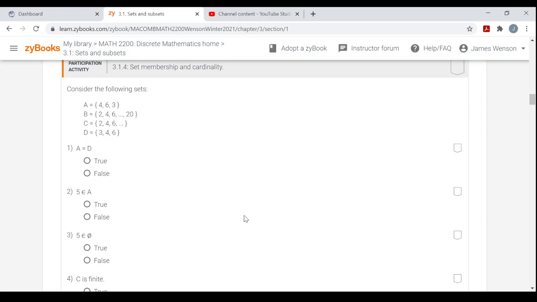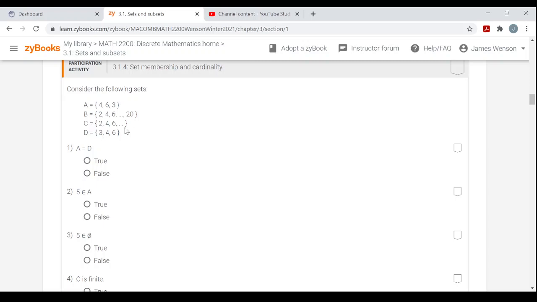All right. So now we're looking at, consider the following sets. Set A has the elements 4, 6, and 3, and that's it. Set B has elements 2, 4, 6, 8, 10, 12, 14, 16, 18, and 20, and it stops, right? But again, they got the ellipses there, but you can fill in the blanks. Set C has the elements 2, 4, 6, and then 8, 10, 12, 14, 16, all the positive even numbers.